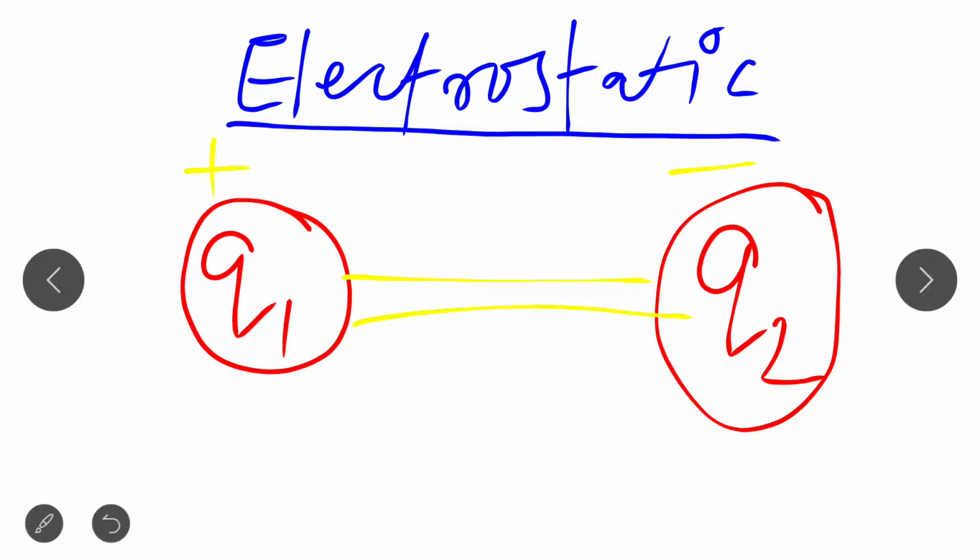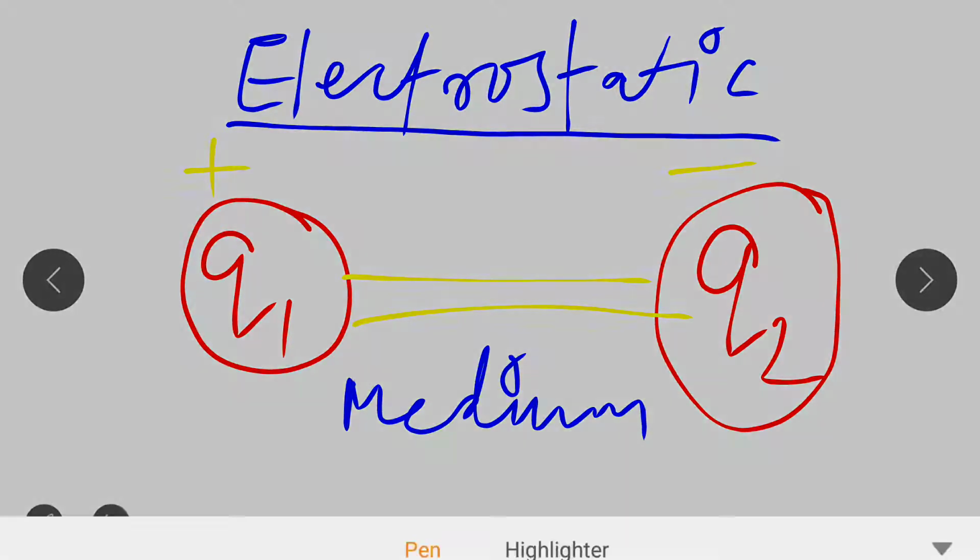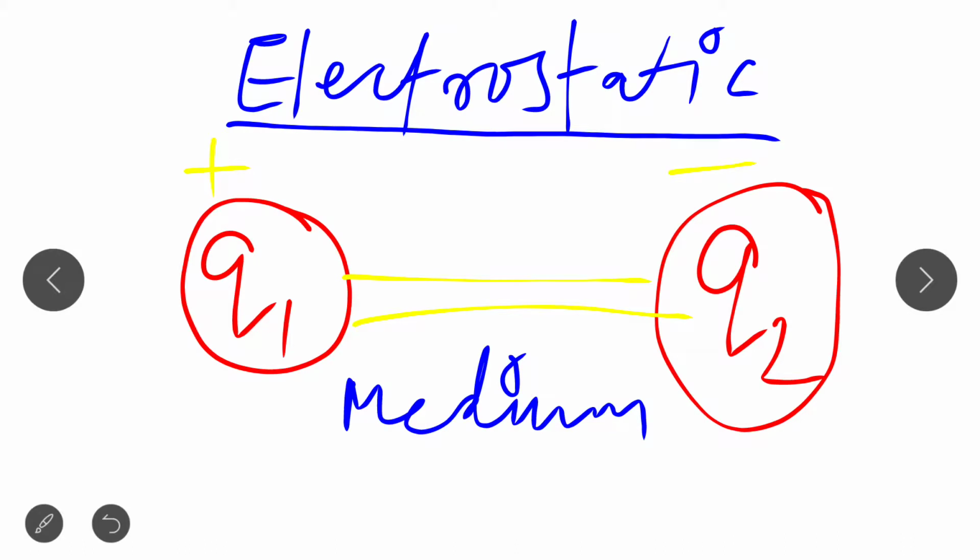Another important point is that it requires a medium to occur. This is another important point. So this is the basic concept of electrostatic interaction.